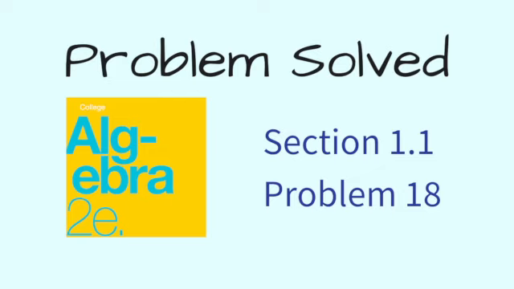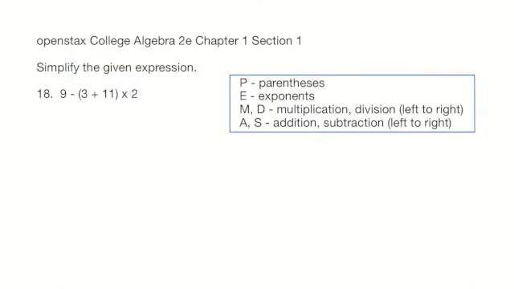It is from section 1.1 of College Algebra 2E by OpenStax. In this problem, we need to simplify the given expression, and so we will use the order of operations. We have a subtraction, an addition that is inside parentheses, and a multiplication. So we need to handle what's going on in the parentheses first.